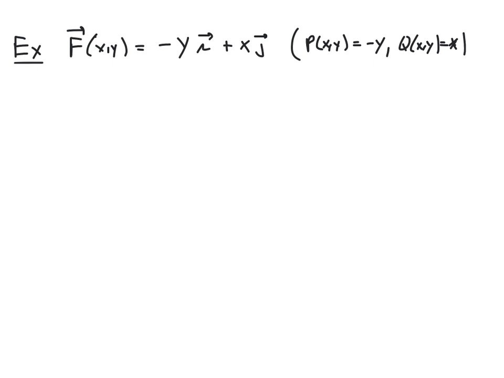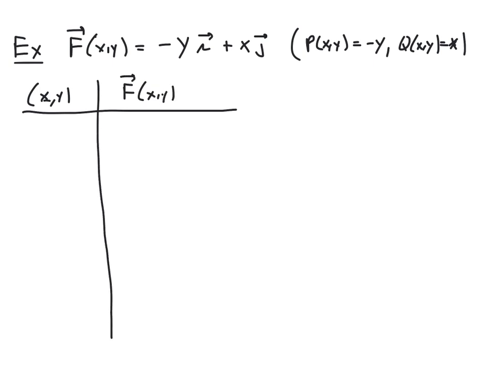the easiest way to do that is just to make a table of values. And so I'm going to make a table of a few points, x, y in the plane, and another column here for F of x, y, the associated vector. And we can make as many of these as we want in order to get a realistic picture of what's happening. I'm going to pick points around the origin.